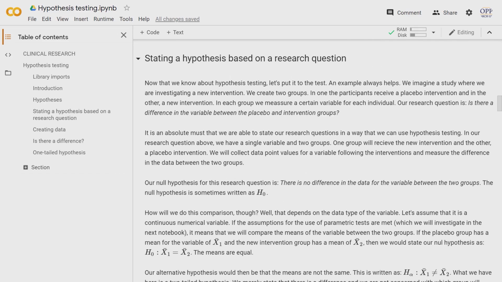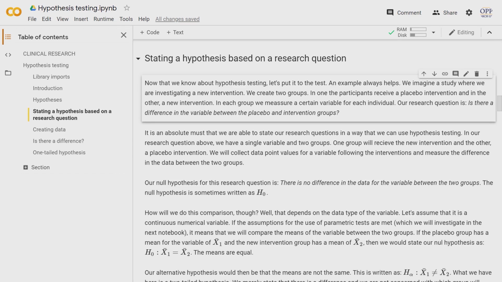So let's just view this in terms of a research question. And as I've written here at the top, an example always helps. So let's have it here. We imagine a study where we're investigating a new intervention. We create two groups. In the one, the participants receive a placebo intervention, and in the other, a new intervention. In each group, we measure a certain variable for each individual. And our research question is, and listen carefully to this, because the way that we set this up is what allows us to do inferential statistics, or at least hypothesis testing: is there a difference in the variable between the placebo and the intervention groups?